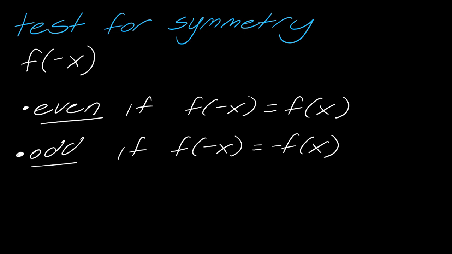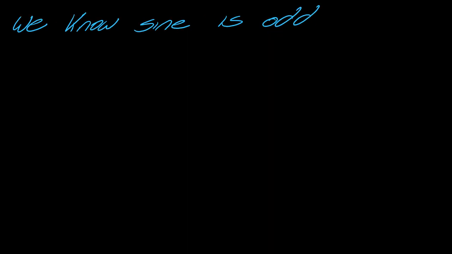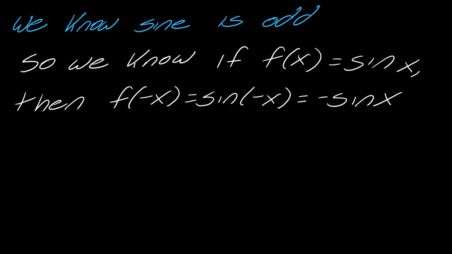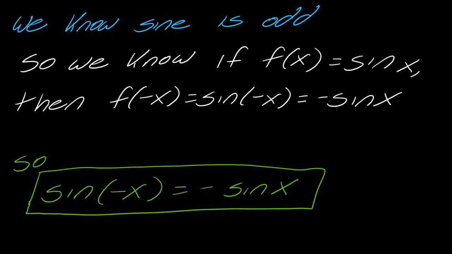And so I'm bringing that up because I've talked about in previous videos that we know sine is an odd function. And so what that means is if f of x equals sine of x, then if I plug that negative x in, if sine is odd, I know that sine of negative x will equal negative sine of x. This is what it means to be an odd function, right? So I just want you to remember this. Sine of negative x equals negative sine of x.